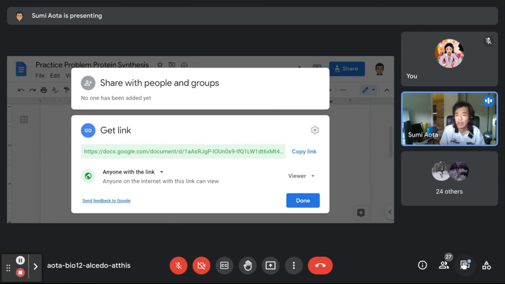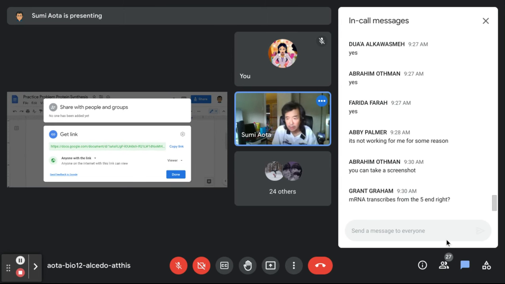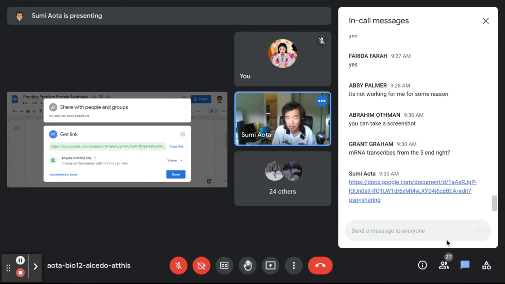Yes, so it'll come off the DNA from the 5' end, and then the ribosome will start at the 5' end and read it towards the 3'.